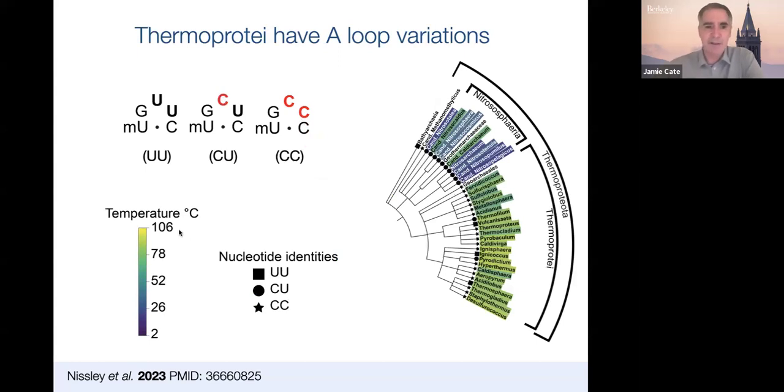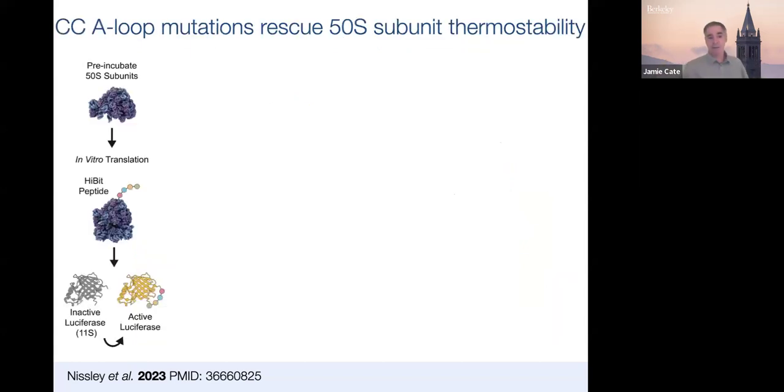What's interesting about these patterns, when you look at these phylogenetic trees, is that they're in these what are called thermoproteota. These are archaea, microorganisms that grow at very hot temperatures, up to the boiling temperature of water. It's amazing that they can grow at that temperature. The changes from U's to C's are enriched in these organisms that grow at very high temperatures. And so maybe we could change the E. coli sequence to put those C's in instead of the U's. So we did that. And I'm going to tell you how we tested whether this worked.